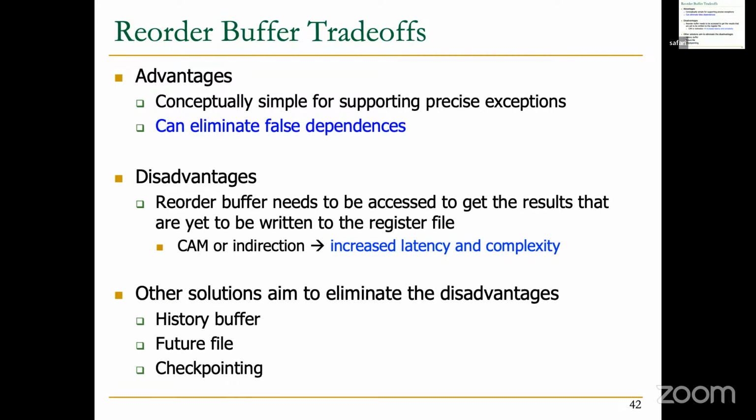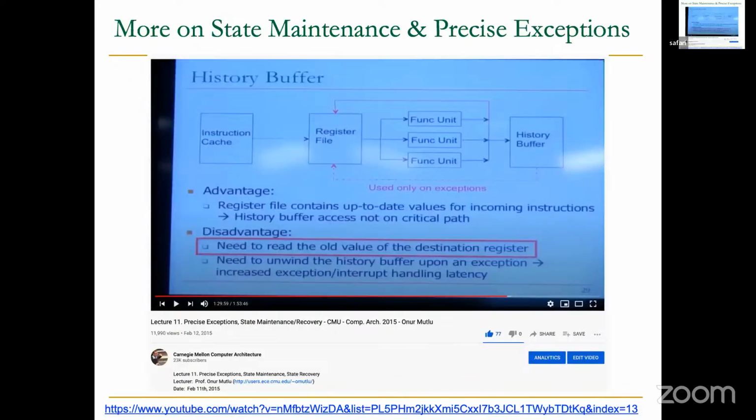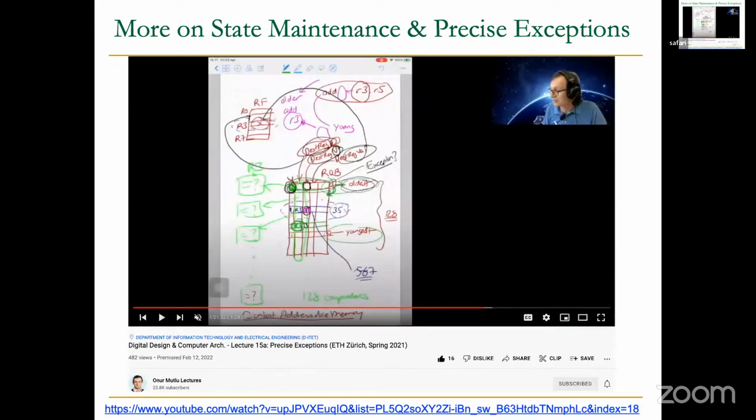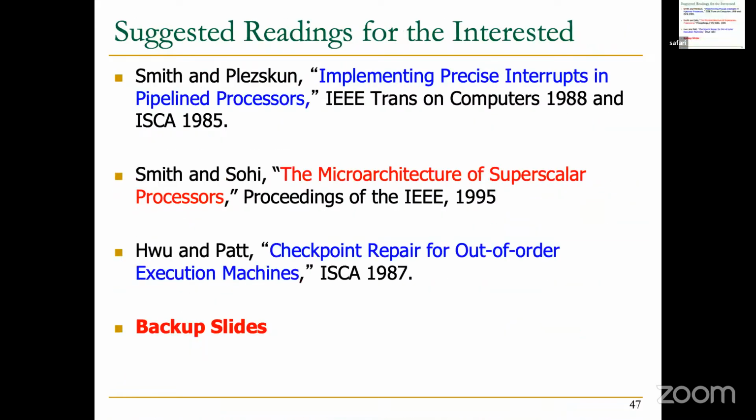People have developed other solutions to eliminate some of these disadvantages, but they also get rid of some of the advantages somewhat, and they complicate the system. History buffer, future file, checkpointing. They're all solutions that we don't have time to discuss. But again, you can see the lecture video from past years and also the backup slides. So this is the lecture video. And there's actually a lot more elaboration on it if you're interested. Okay. If you want reading, the Smith and Sohi paper covers some of this, but probably not to the extent that we have covered today.